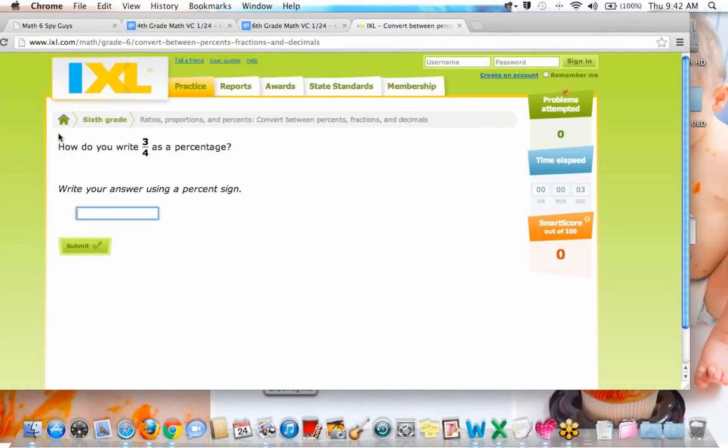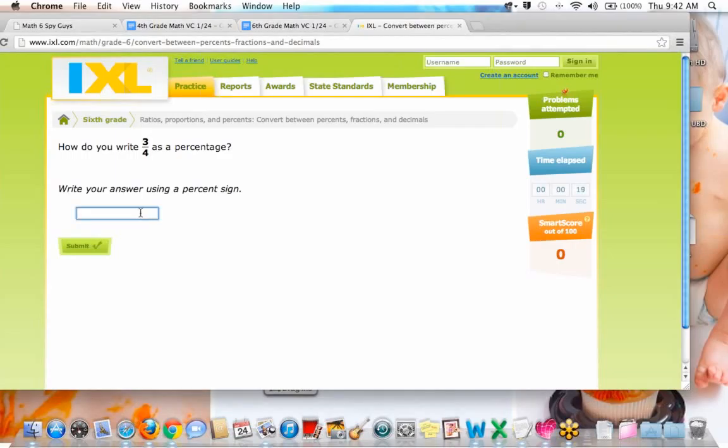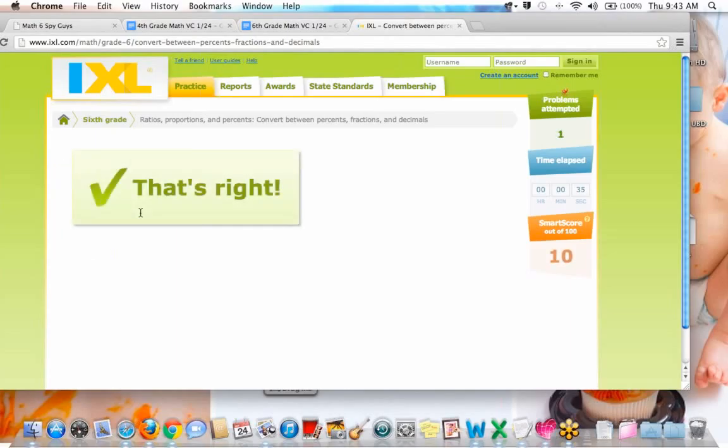How do you write 3/4 as a percent? So it's a common percentage. Most of you probably recognize it. Good job, TJ. Just waiting for a couple more people to type in what they think 3/4 is as a percentage. Okay, very good. So 75%.